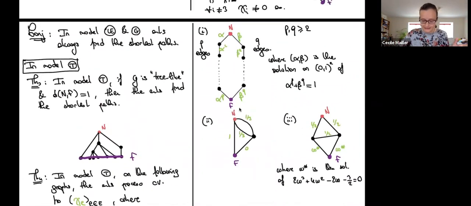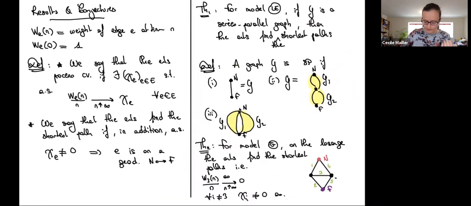But for example, in the Lozange case, let me go back to the Lozange case. Here we're able to prove that this theorem basically tells us that in the geodesic case, you're going to have weight zero here on that edge, and you're going to have weight some random variable x on the left and some random variable 1 minus x on the right. And the only thing we know is that x doesn't have any atom at 0 or 1.